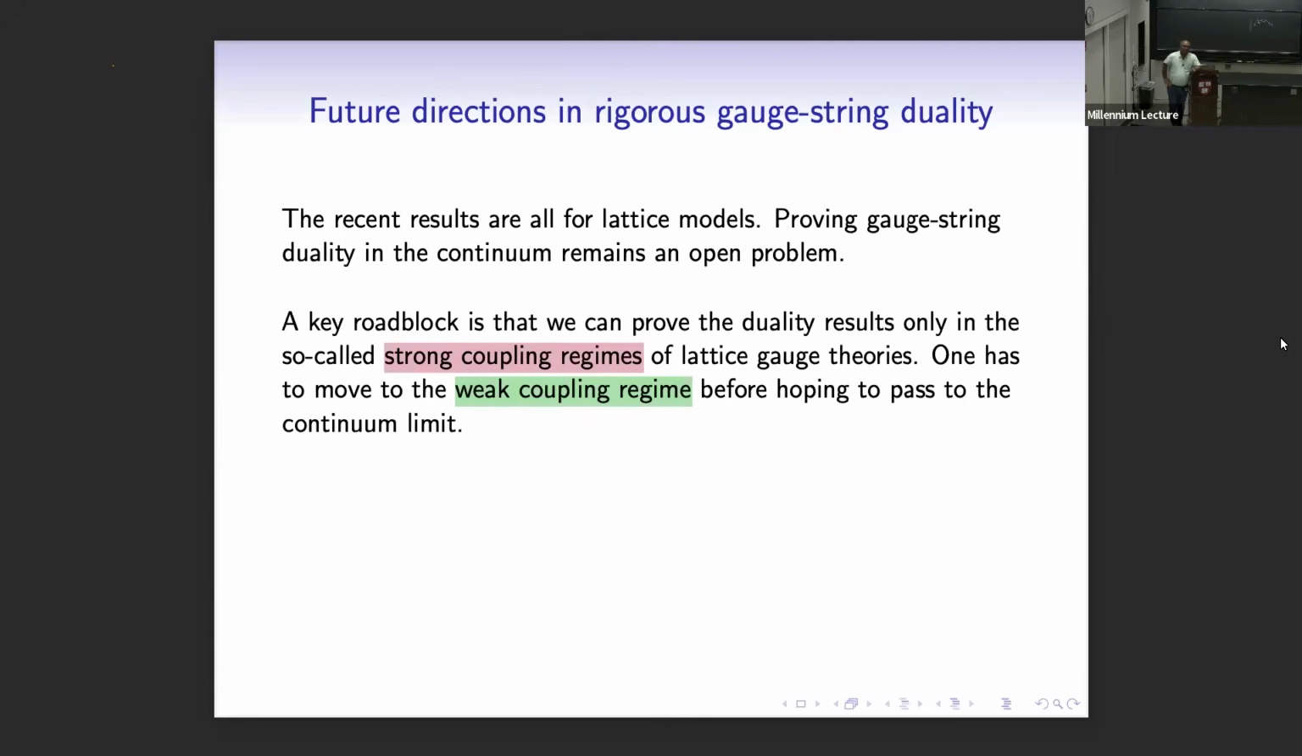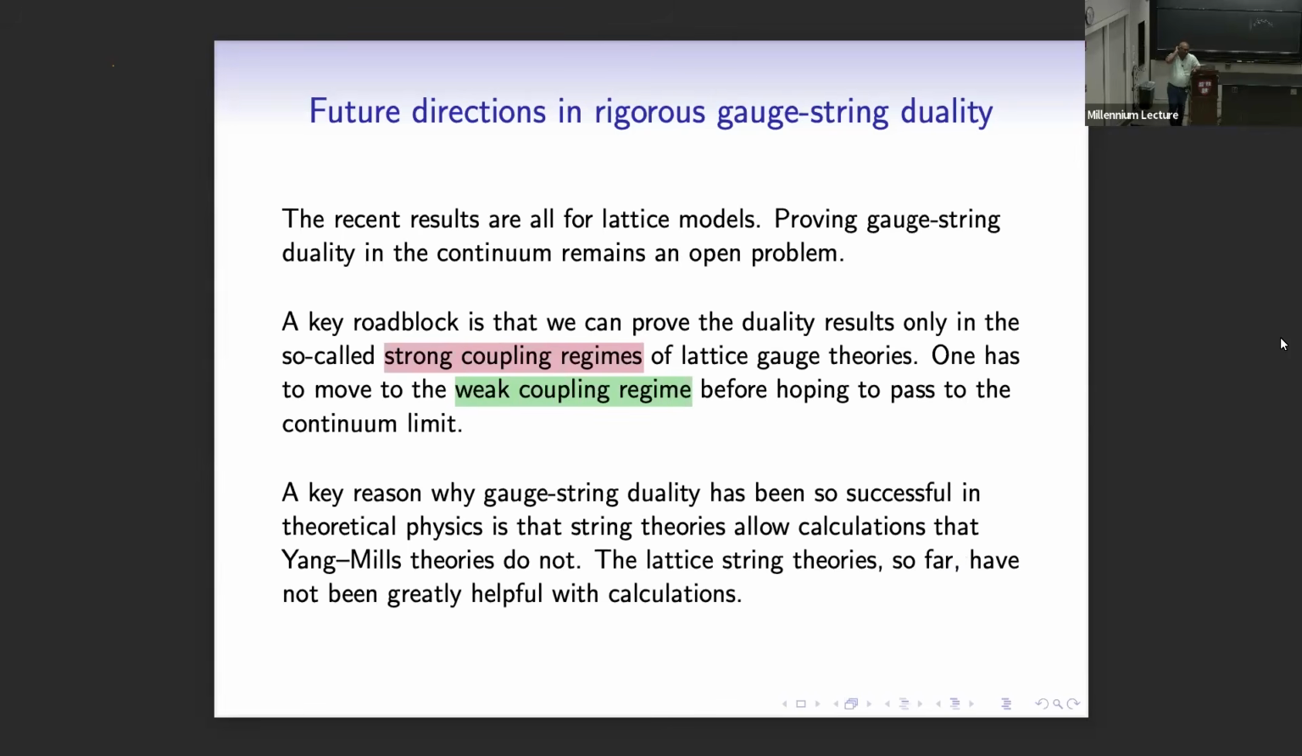One of the roadblocks to doing some kind of continuum theory is that the duality results that we have so far are only in a strong coupling regime, which is when this parameter g0 that I wrote down is large. But one has to move to g0 small, which is called the weak coupling regime, before hoping to pass to the continuum limit.